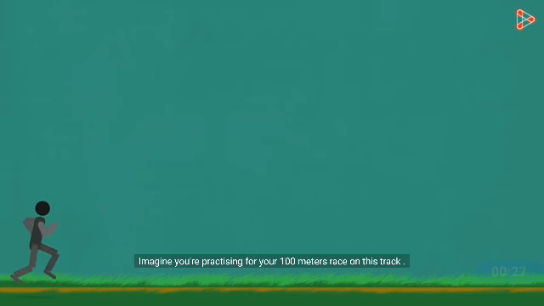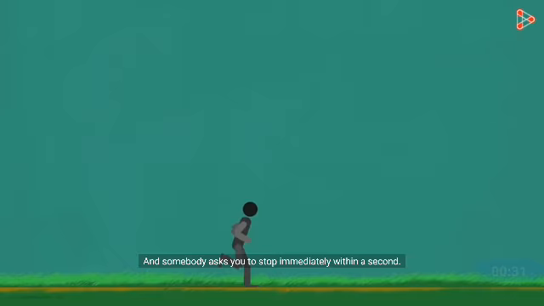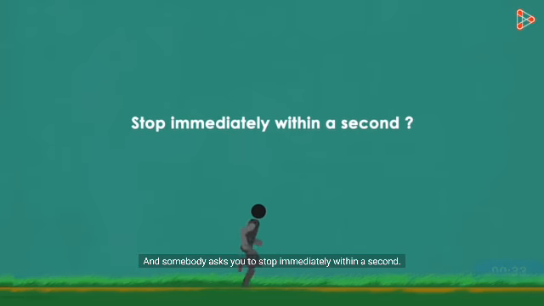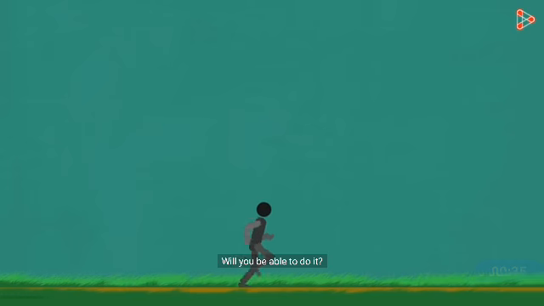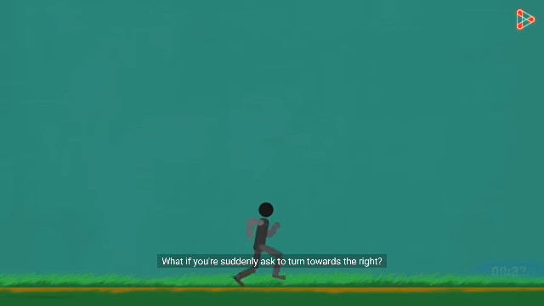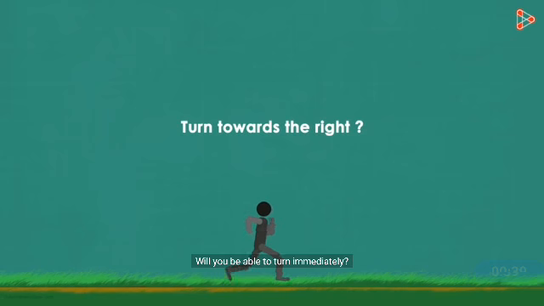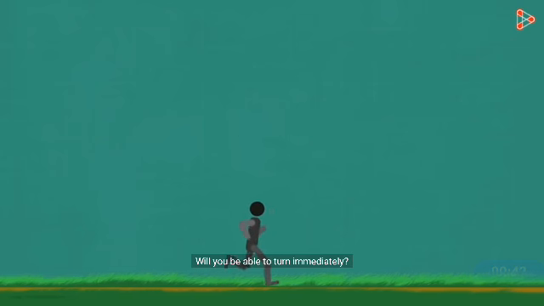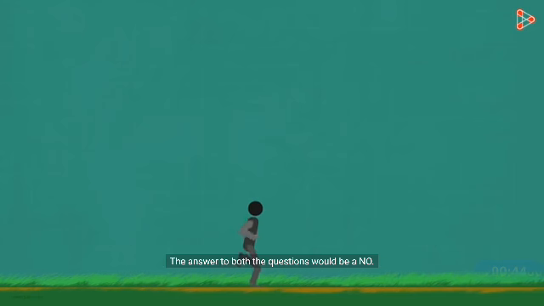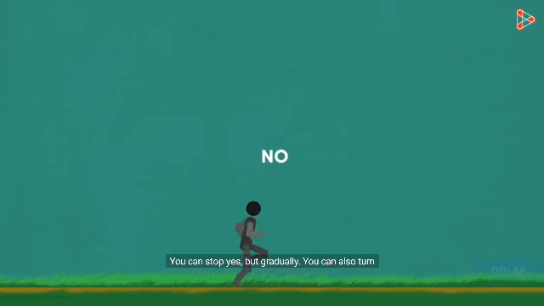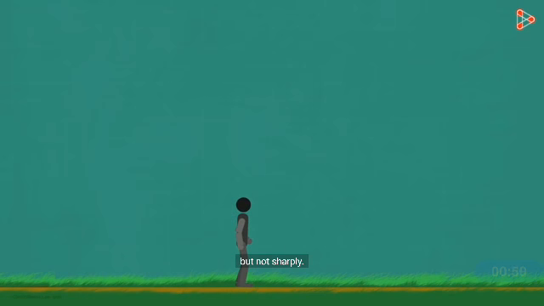Imagine you're practicing for your 100 meters race on this track, and somebody asks you to stop immediately within a second. Will you be able to do it? What if you're suddenly asked to turn towards the right? Will you be able to turn immediately? The answer to both the questions would be a no. You can stop, yes, but gradually. You can also turn, but not sharply.